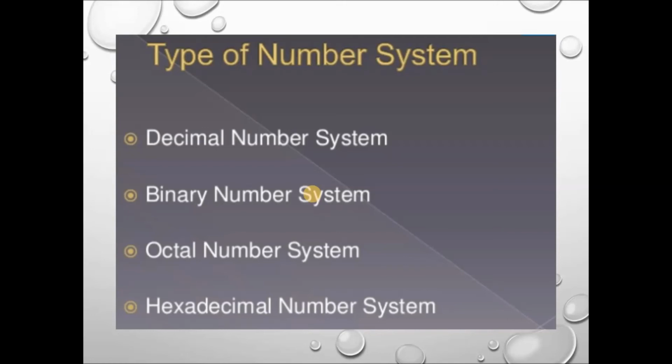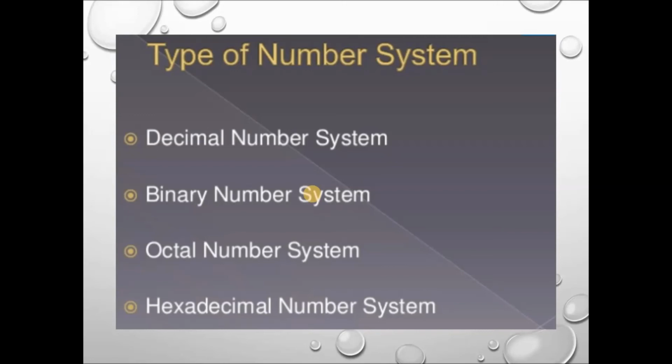And in case of binary, you will get 2 base. This is a 2-base number system. There you will get only 2 numbers, either 0 or 1. And the octal number system is an 8-base number system, there you will get 8 numbers from 0 to 7.